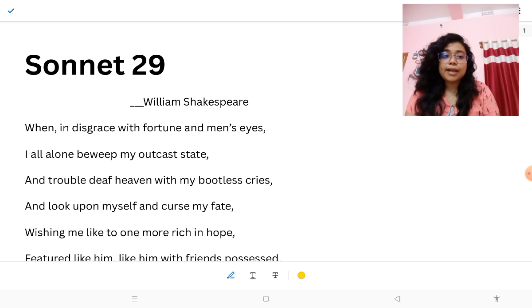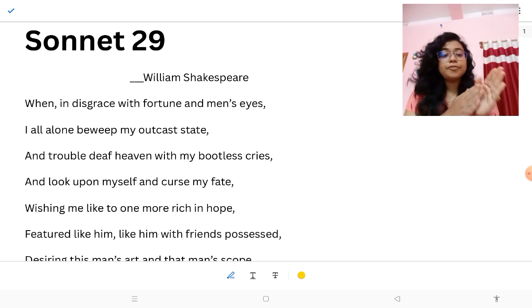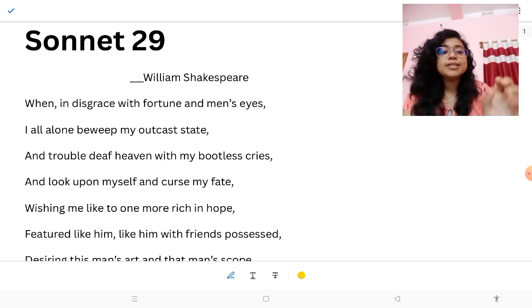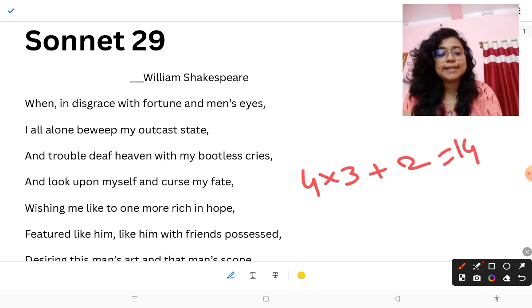Philip Sidney wrote 108 sonnets, and Edmund Spenser wrote 89 sonnets. But Shakespeare made this structure different, changing the whole structure. He changed it into 3 quatrains and 1 couplet. So what is a quatrain? A quatrain means 4 lines. So he wrote 4 lines three times, and then added a 2 line couplet, making 14 lines in total.